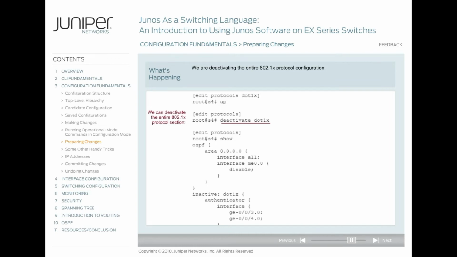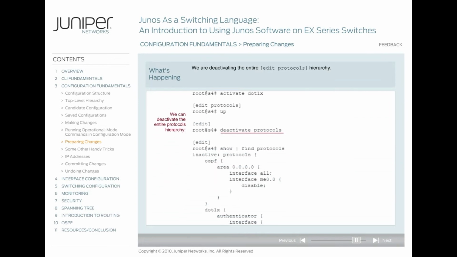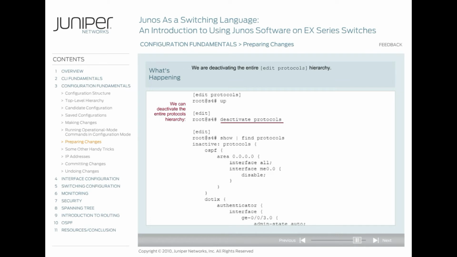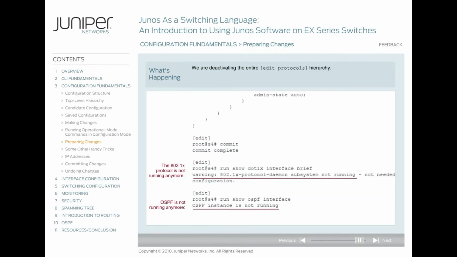For example, we can deactivate the entire 802.1X protocol section. As you can see, the software is ignoring all the configuration in the deactivated 802.1X section. We can also deactivate the entire protocols hierarchy. As you can see, the device ignores the OSPF configuration, which is also configured in this portion of the hierarchy, and OSPF is not running anymore. This is the end of this section. Click Next when you're ready to continue.